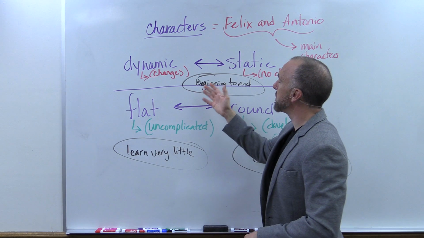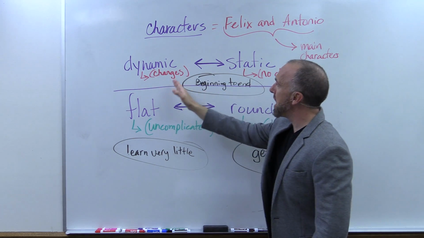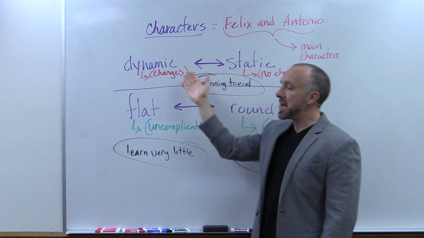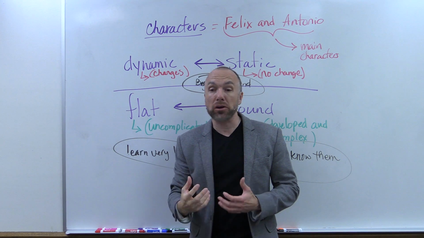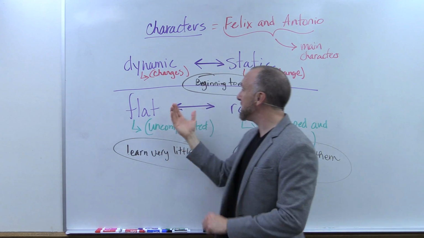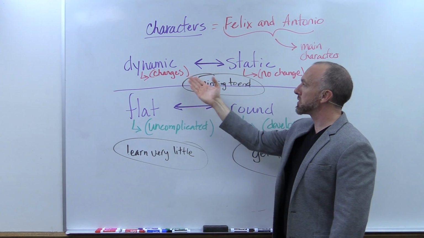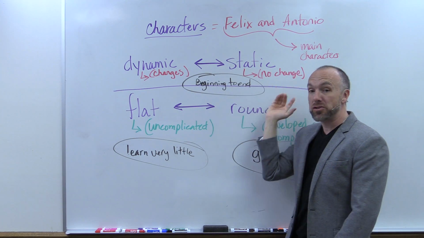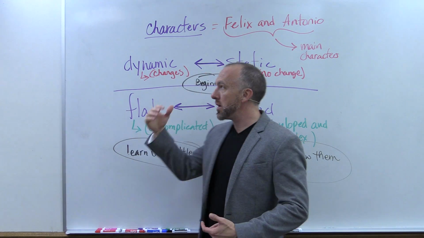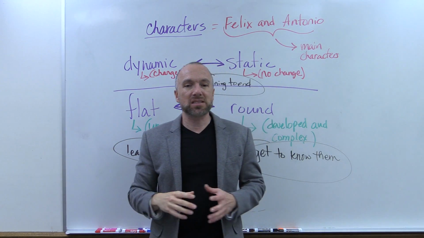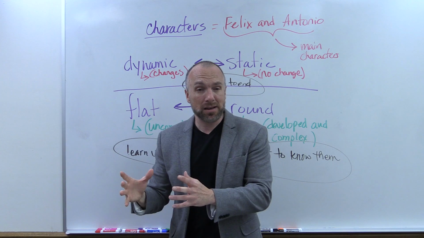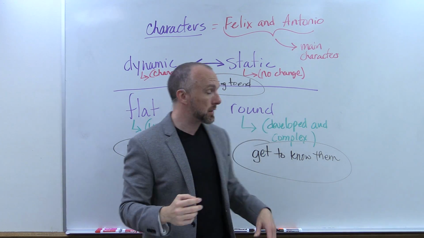So let's review the different types of characters. First of all, characters are either dynamic or static. Dynamic simply means that the character changes throughout the story. The character is one way at the beginning, but by the end of the story, the character changes. A static character, there's no change. Now, it doesn't mean that one character is more important than the other. If they change or if they do not change, it's simply a category that we place the characters in. Are they dynamic, they change throughout the story, or are they static?